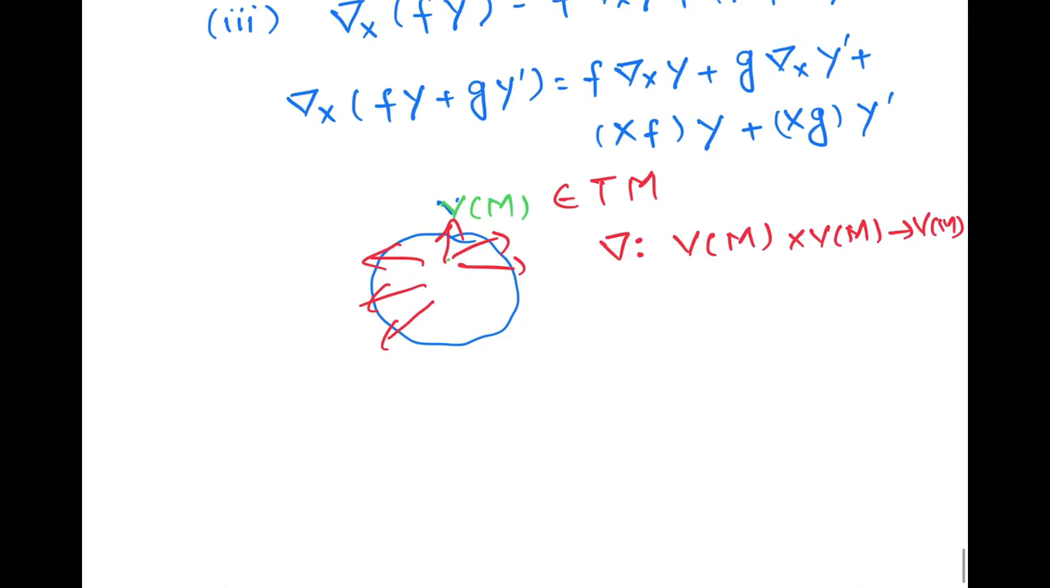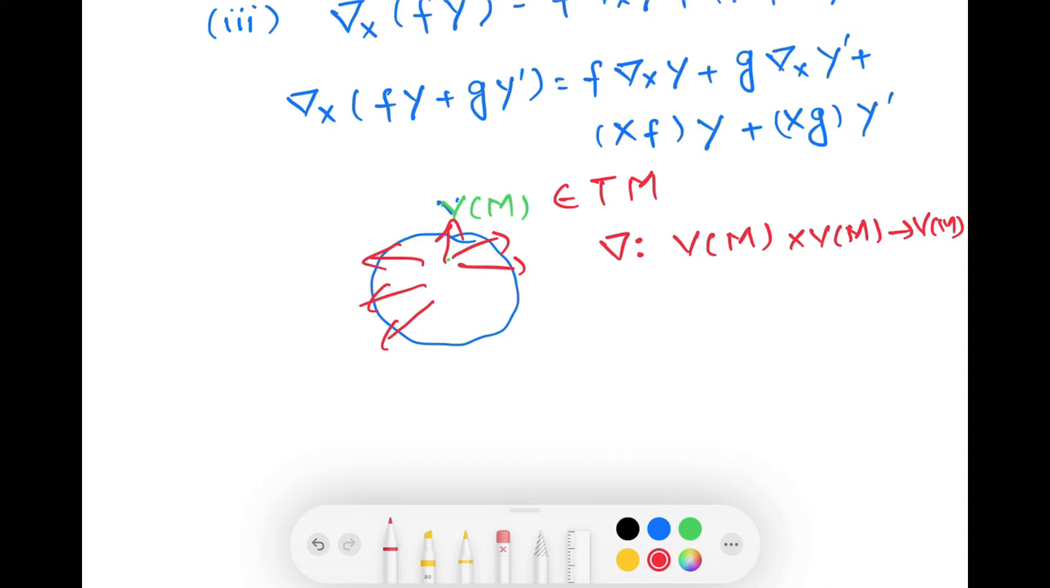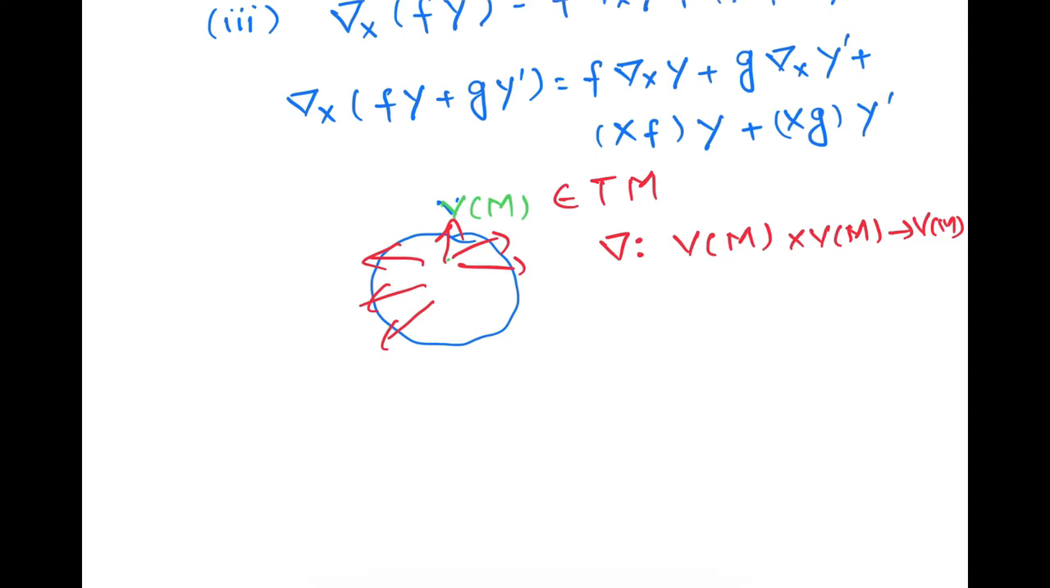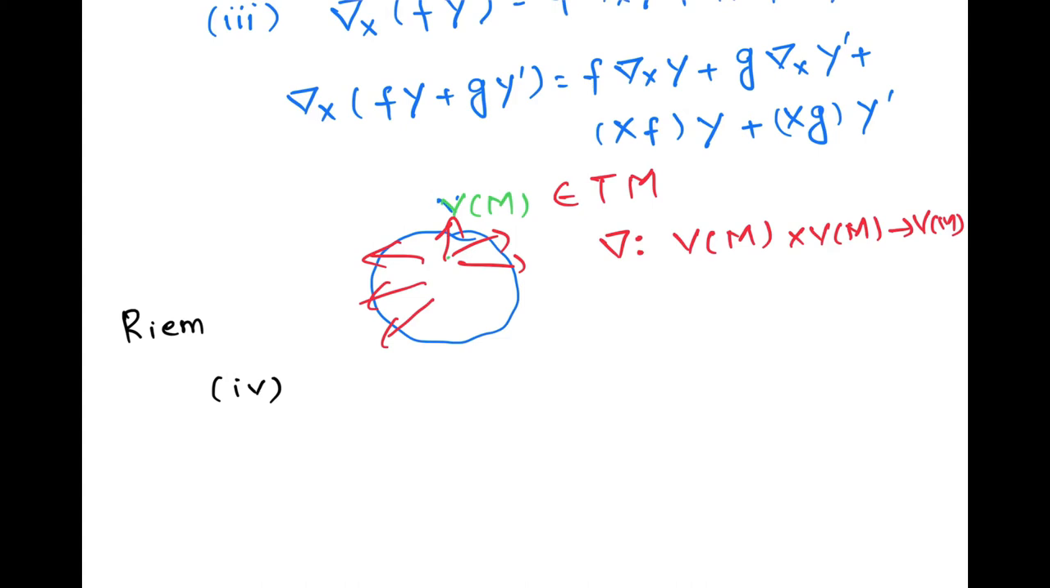Now there are two further properties, and if they are satisfied, then we call that connection a Riemannian connection. And what are those further two properties? So let me write. The fourth property, these are only satisfied by Riemannian connections, not by a general connection. The definition of connection in the general case is limited only to the above three properties. But for the Riemannian connections, we need to satisfy two further properties.